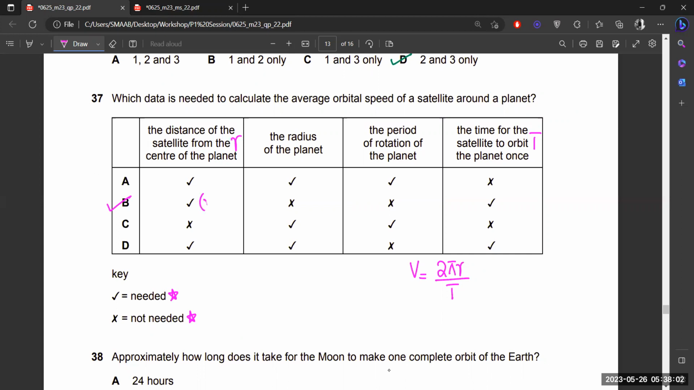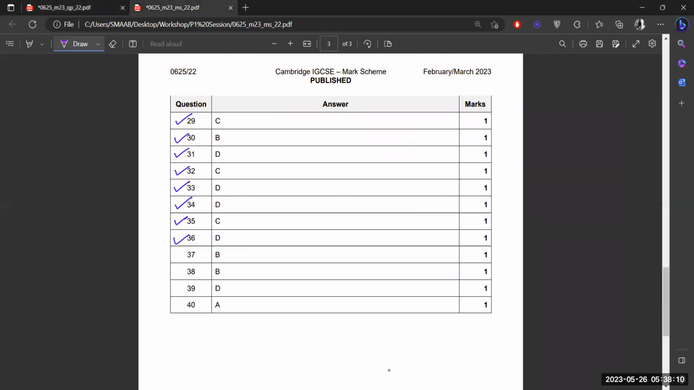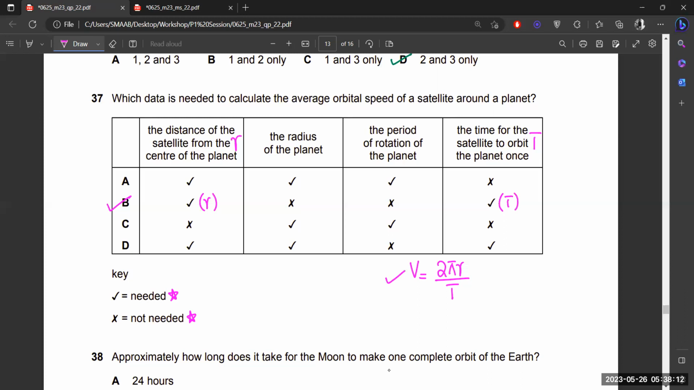Simple. We need R, we need T. Only these two quantities, and we can easily find the orbital speed. Yes, B is the right choice.